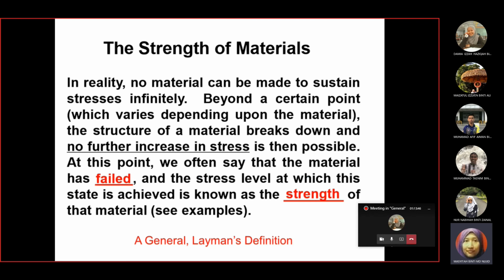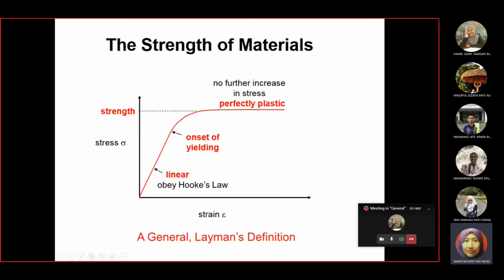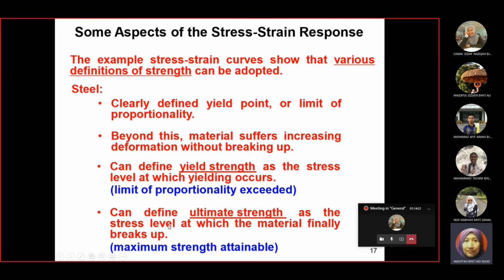Okay, the strength of the material. Okay, earlier we talked about deformation and stiffness. Now we talk about the strength of the material. Okay, at this point we often say the material has failed, and the stress level at which this state is achieved is known as the strength of the material. Okay, this is one example where the locations indicate to you the strength of the material. The strength of the material, for example, perfectly plastic, is at the top or the maximum of the stress strain curve. So this is the strength value; if you bring it to the Y axis, you will get its value.